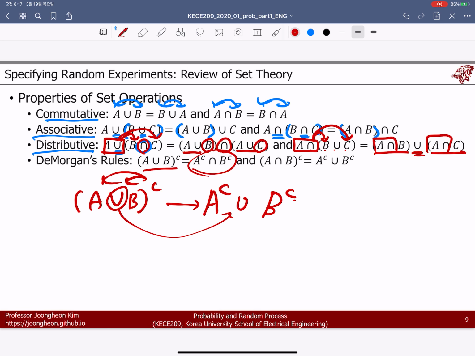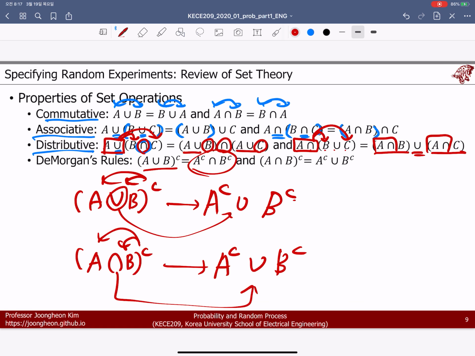In a similar way, when you have A cap B and complement, in this case this can go inside and inside. That's why you will get A complement and B complement, and then the cap becomes union. This is not cup, this is cap. So then you can get this one. You can see this property easily because you may know this one already from your high school ages.